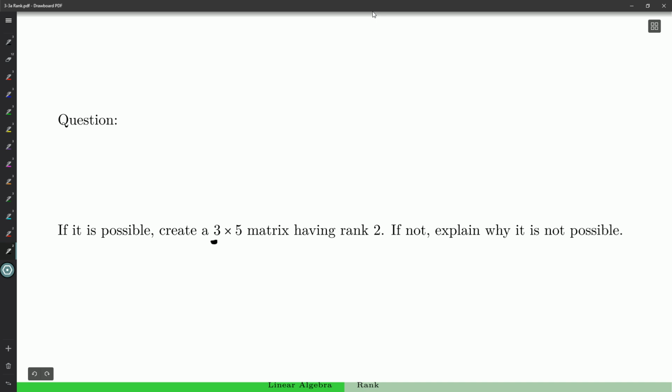Well, you need to look at M, the number of rows, and N, the number of columns. And you can get any rank you want as long as it's between 0 and the minimum of these two values. What do we want? We want a rank of 2.